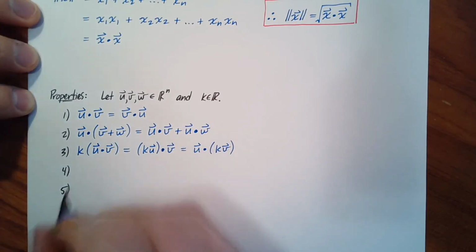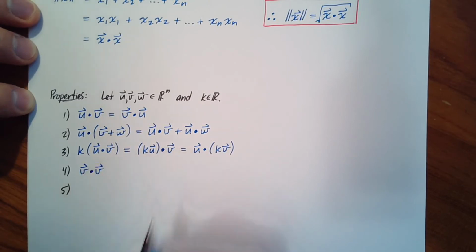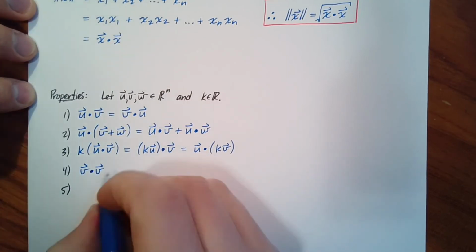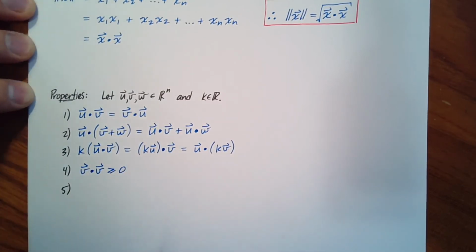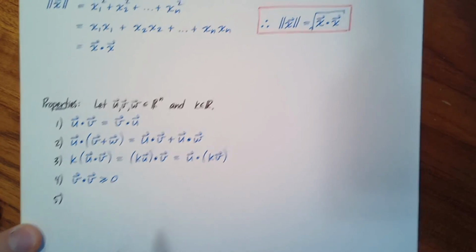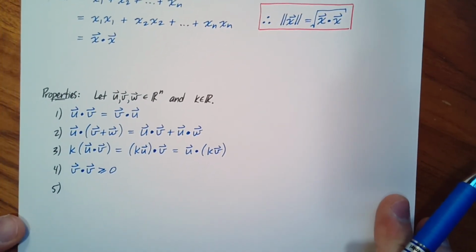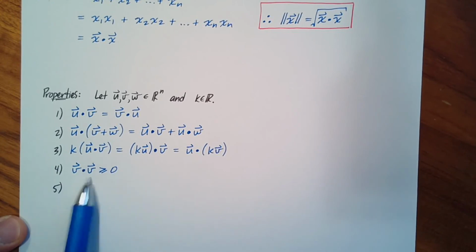The fourth property says that the dot product of any vector with itself is always going to be greater than or equal to 0. And really, the reason for that is almost identical to the reason for the fact that the norm of a vector is always greater than or equal to 0. And you can see the connection with this rule right here. I'll leave it to you to work out the details if you're interested, but that's our fourth property.